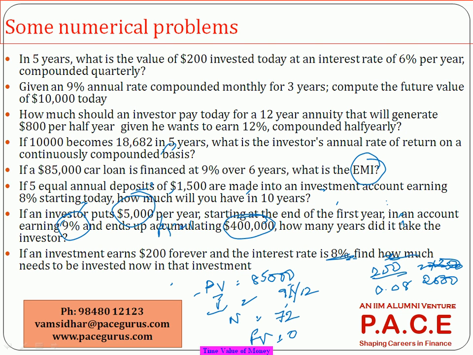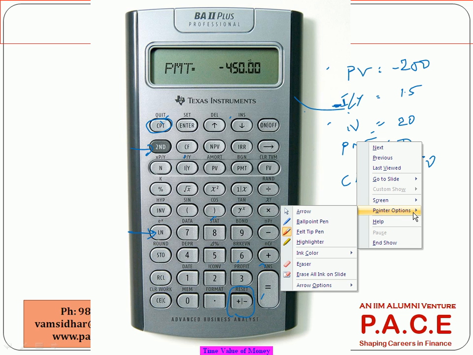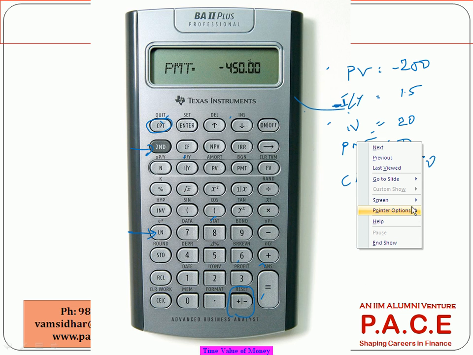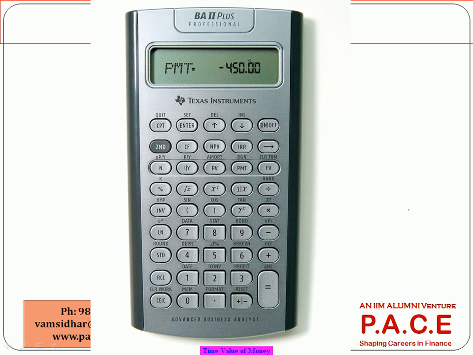If the first payment happens at the end of the period, we call them regular annuities, and in the calculator we do it the regular way itself. But wherever it is not a regular annuity but an annuity due, we make some small modifications on our calculator. Before we do the whole calculation process, we set the calculator in what is called the begin mode.